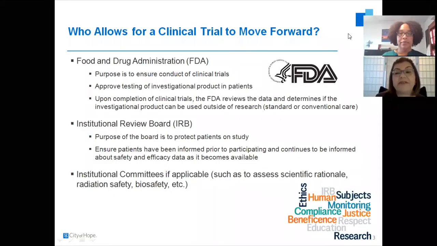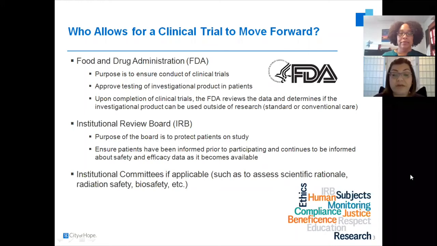Who allows a clinical trial to move forward? The Food and Drug Administration, otherwise known as the FDA, has the purpose to ensure the conduct of clinical trials. They approve testing of investigational product in patients, and upon completion of clinical trials, the FDA would review the data and determine if the product can be used outside of research for standard of care or conventional care.